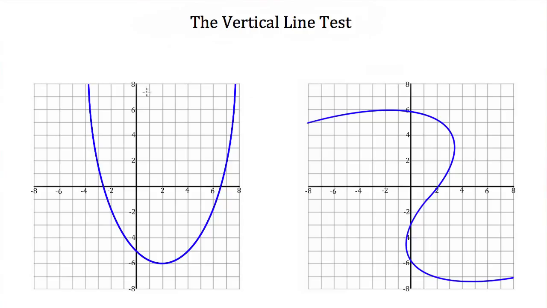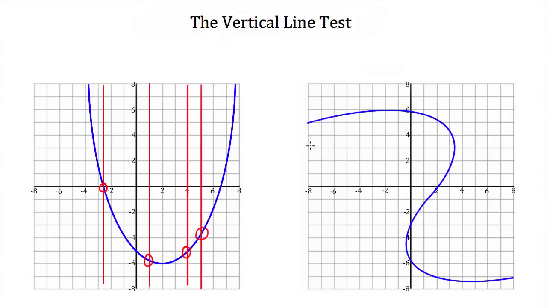Let's look at this first graph. This is a graph of a parabola. If I draw a couple vertical lines, I want to determine if these vertical lines intersect my parabola in more than one place. This one intersects right here, this one right here, our third line intersects right here, and the fourth one right here. None of these lines intersect the parabola in more than one place. And I cannot draw a vertical line that intersects the parabola in more than one place anywhere on this graph. So I would say that this parabola is a function.